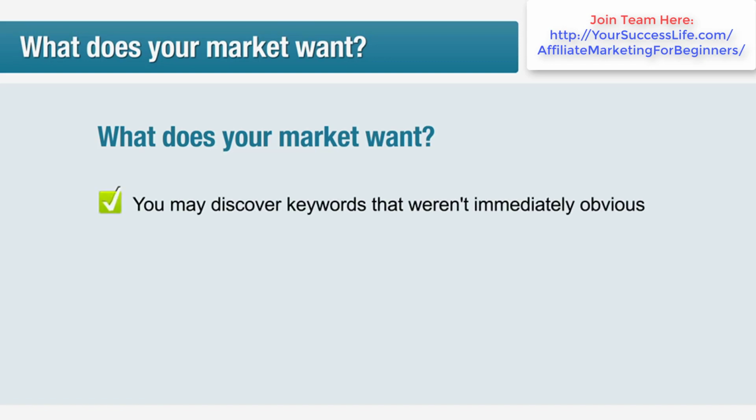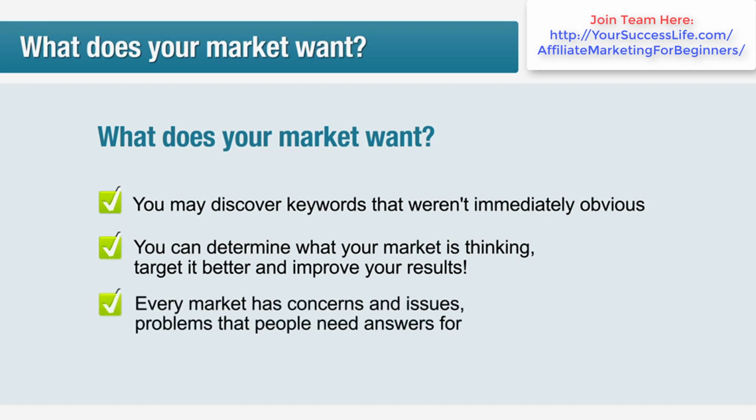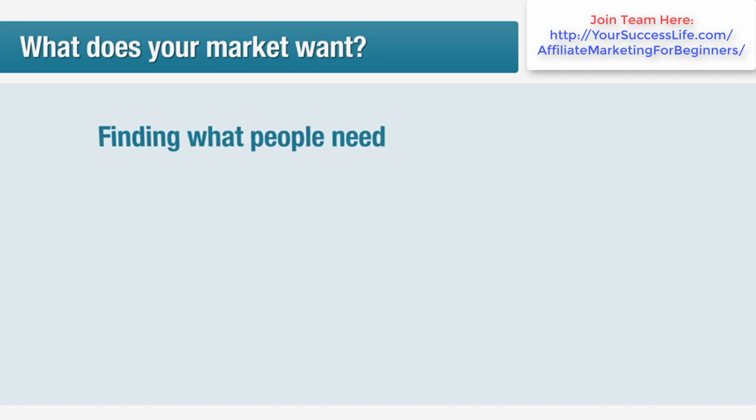You may discover keywords that weren't immediately obvious when you just looked at keyword search volumes. You can determine what your market is thinking, target it better, and improve your results. Every market has common concerns and recurring themes, issues and problems that people need answers for, things that drive them to the internet for more information. The role of the internet marketer is to find out what these things are and provide solutions.